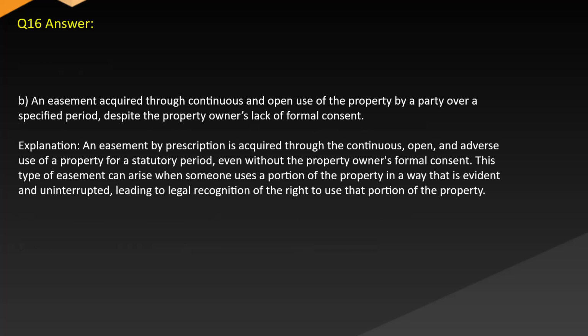Answer: B. An easement acquired through continuous and open use of the property by a party over a specified period despite the property owner's lack of formal consent. Explanation: An easement by prescription is acquired through the continuous, open, and adverse use of a property for a statutory period, even without the property owner's formal consent. This type of easement can arise when someone uses a portion of the property in a way that is evident and uninterrupted, leading to legal recognition of the right to use that portion of the property.